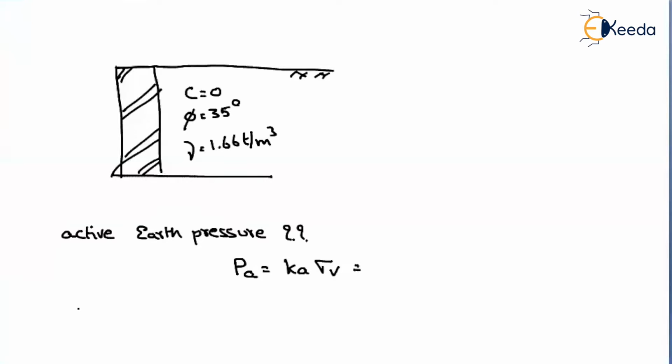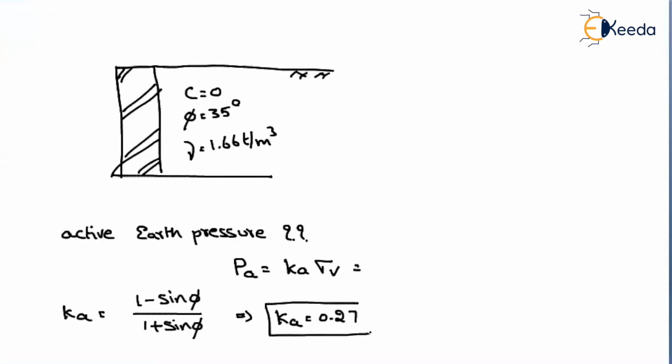What is meant by Ka? A constant that will be equal to 1 minus sin phi divided by 1 plus sin phi. You know the phi value, isn't it? 35 degrees. Substitute in this equation. Then you will get Ka value that will be equal to 0.27. If you substitute this Ka value in this equation, your active earth pressure at any point will be equal to 0.27.